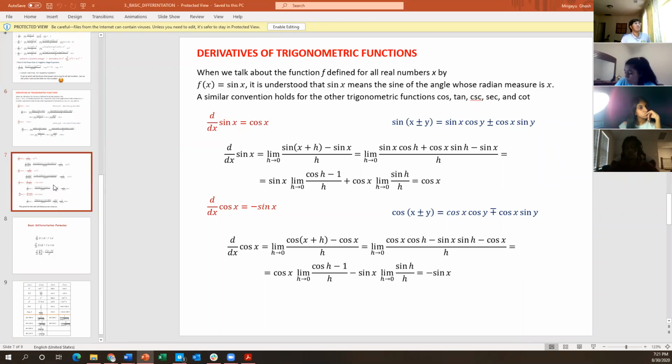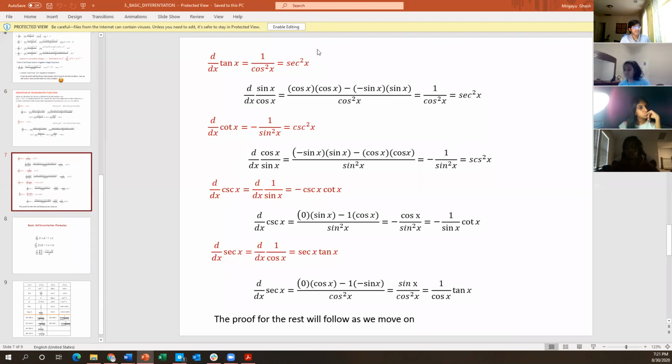All right, I'm gonna move on. Exactly what she did right here. And then these are the derivatives of cot, cosec, and sec.